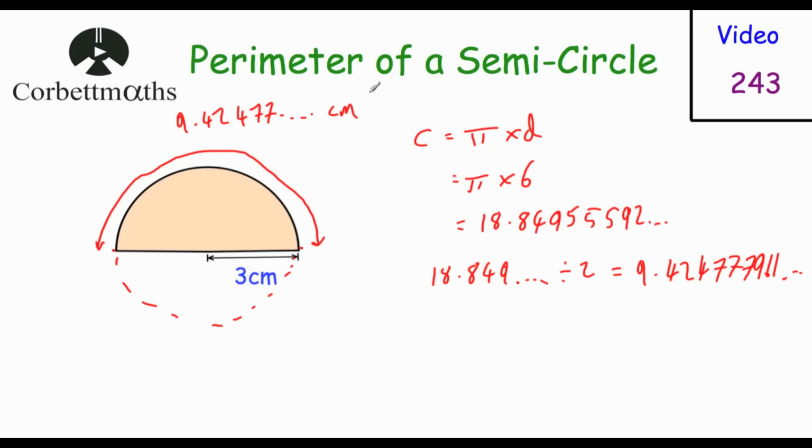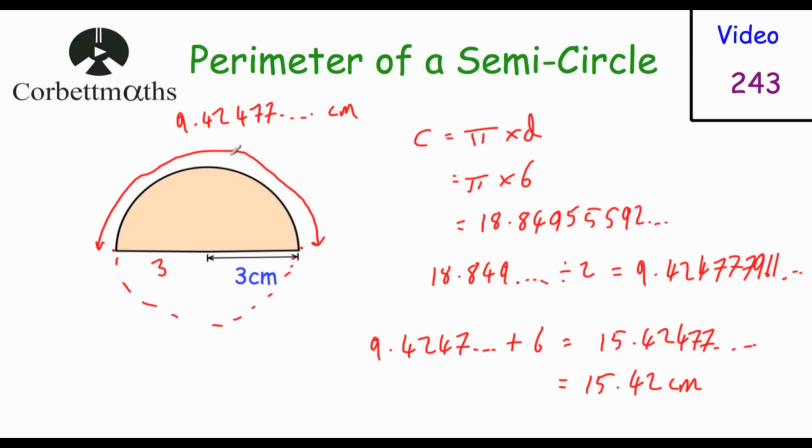Now we want to find the perimeter of this semicircle, so that's going to be the length of all the sides. We've got the base and this arc, so we're going to do 9.42477 and so on, and just keep it on your calculator display, plus the base. Now the base of the shape is 6 centimeters. We've got our 3 and another 3, so plus 6 gives us 15.42477 and so on. Now I'm going to round this to 2 decimal places, which would give me 15.42 centimeters.